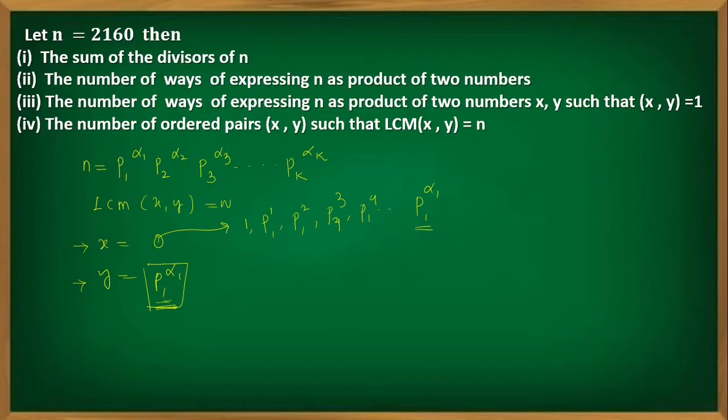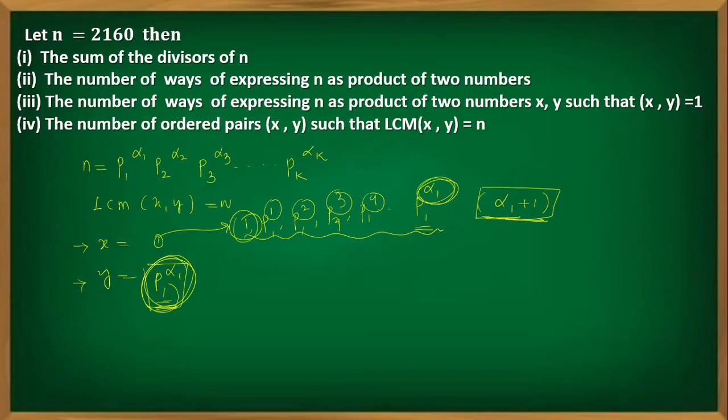Okay, so for p1 to the power of alpha 1, how many choices do you have here? Can you count this? First choice, second choice, third choice, fourth choice, up to alpha 1 choice, and one more choice extra. So alpha 1 plus 1 choices you have. For x you have alpha 1 plus 1 choices related to the prime p1.